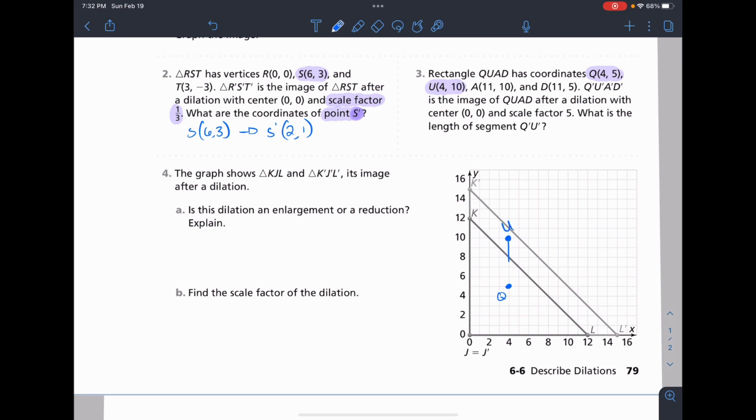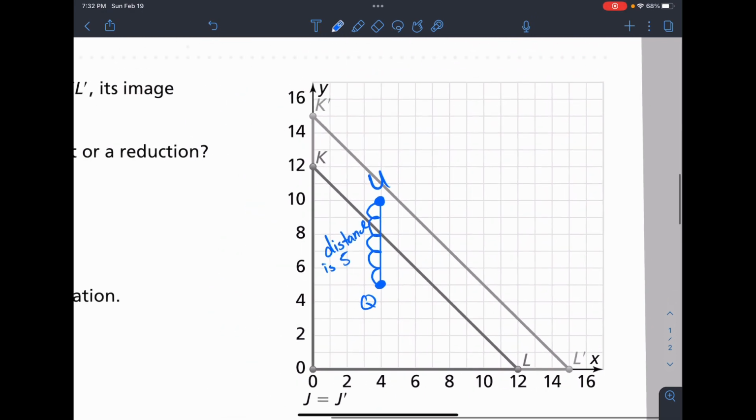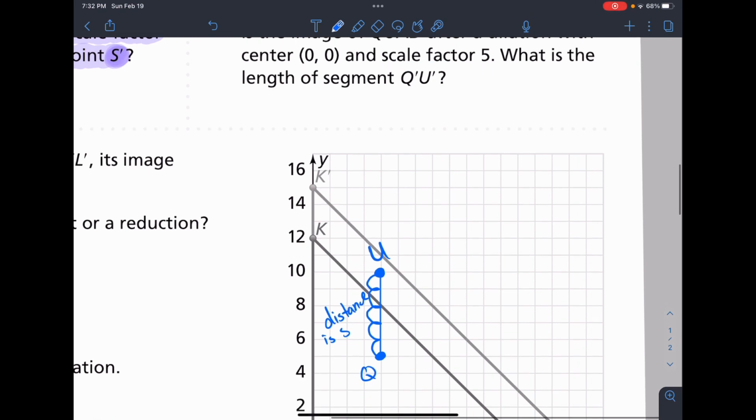Okay, so we're trying to figure out this distance here. That distance is how many blocks it takes up. So let's look at that. We have 1, 2, 3, 4, 5. So the distance is 5. Okay, and it also says that we are going to have a scale factor of 5. And that means we're going to multiply that distance by 5.